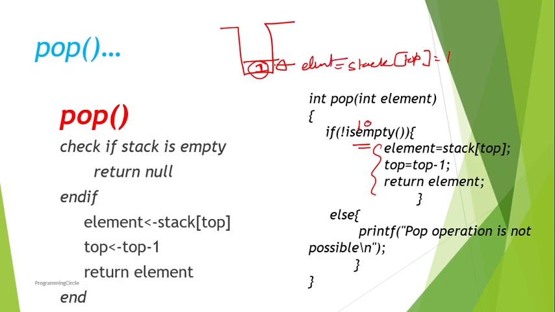And then I'll decrement the top. It is 0 already, so the top will become 0 minus 1, which is equal to minus 1. So this 0 will become minus 1 and we will return that element. This will be deleted just like that. So this is the pop operation. In the pop operation, everything you have to do is call isEmpty.